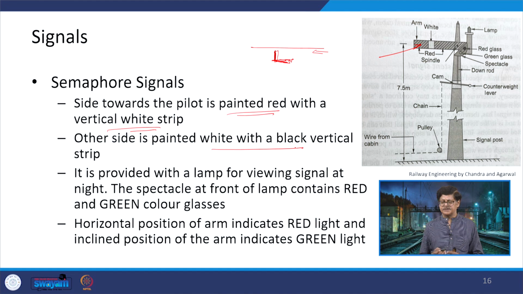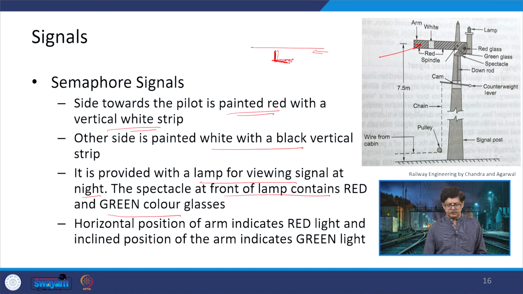So, it now defines whether the loco pilot has to comply with that particular signal or not. If it is showing the red side, then only the meaning of that signal needs to be taken care of by that loco pilot. It is provided with a lamp for viewing the signal at night. The spectacle at the front of the lamp contains red and green colors.